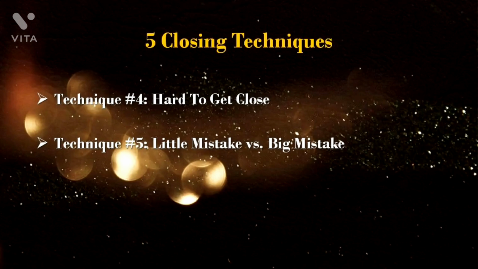And number 5, the little mistake versus big mistake close. Use this technique to emphasize not doing business with you is a big mistake. The prospect is given a choice where the downside risk is so high that the only logical decision is to do business with you. Otherwise, their business will be at high risk.